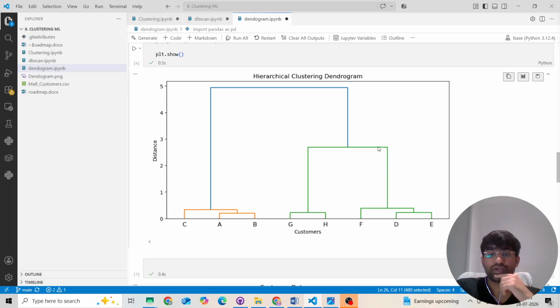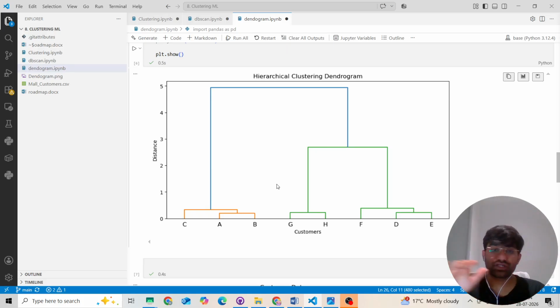So these lines are very big now. Can you see these lines? These lines are very large. That means the distance is very large. That means they are not similar clusters. They are dissimilar clusters. If you see the blue line also here, after forming one large cluster, the blue line is very large. That means the distance is very large. They are dissimilar clusters.